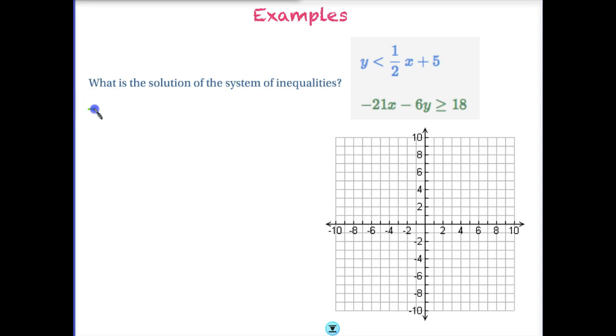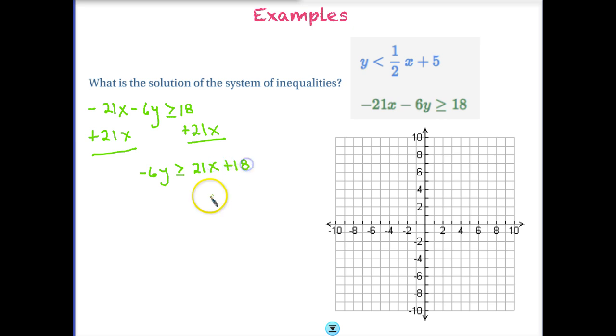So let's write it out here, because there's a couple things we don't want to forget when we are rewriting this. So first things first, we need to move the x over to the other side by adding 21x. Add 21x to the other side. So on the left side, we're left with a negative 6y is greater than or equal to 21x plus 18. Now I'm going to divide by a negative 6. So hopefully you are remembering that anytime you divide or multiply by a negative, you'll need to switch the sign.